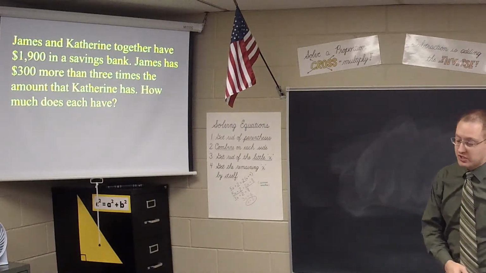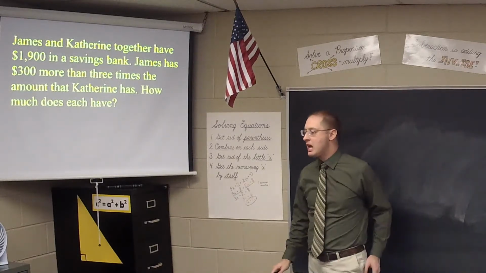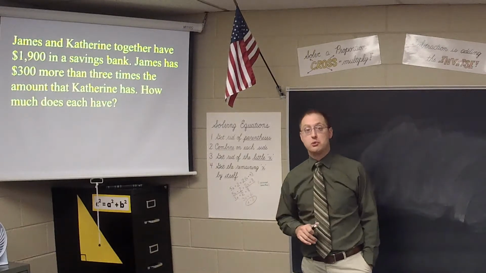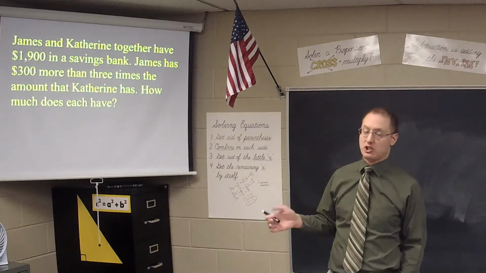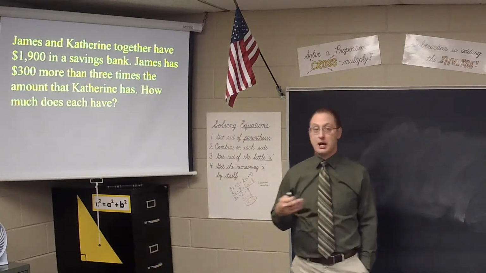Presumably, we have here siblings. James and Kat, we'll call her, because that's easier than writing out Catherine. And James has a lot more than Catherine has. Presumably, let's say he's the older brother, and maybe he's been working for a little bit, so he's got a lot of money. Catherine just has a little bit of money in savings. And the question is, how much does each have?